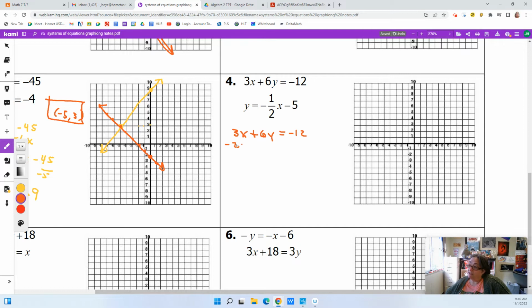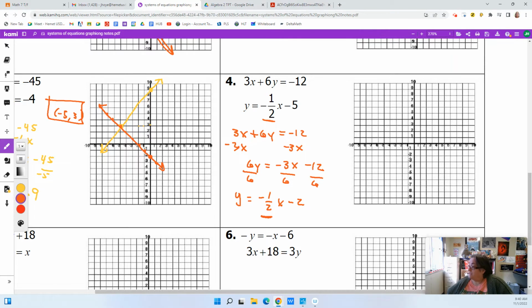So I'm going to start by subtracting 3x from both sides. I'm going to get 6y equals minus 3x minus 12. The only thing that's left being done to this y is it's being multiplied by 6. So I'm going to divide by 6, divide by 6, divide by 6. And I get y equals, well, 3 over 6 is negative 1 half x. Negative 12 over 6 is negative 2. And if you notice, the slope here is negative 1 half, and the slope here is negative 1 half. You see that? That means that these are going to be parallel lines.